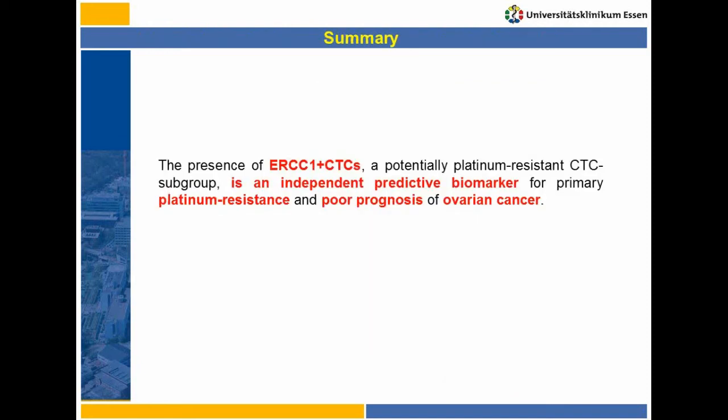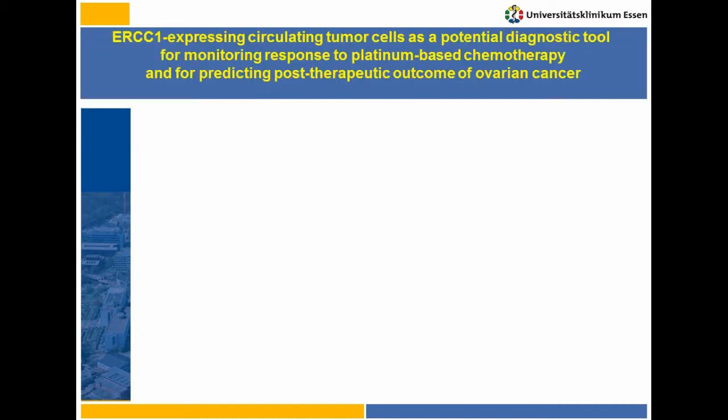So to summarize that, the presence of ERCC1 positive CTCs, a potentially platinum-resistant CTC subgroup, is an independent predictive marker for primary platinum resistance and poor prognosis of ovarian cancer patients. So what are the next steps? Let me share some brand new data with you, which were presented during this year's ACR in New Orleans, and these data will be shortly submitted for publication.